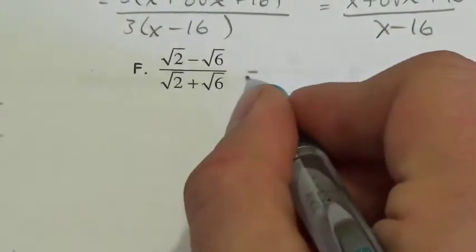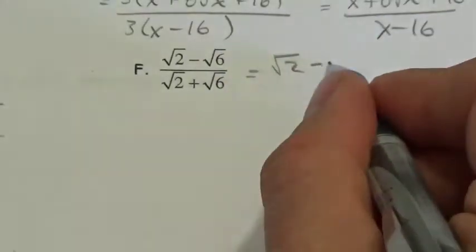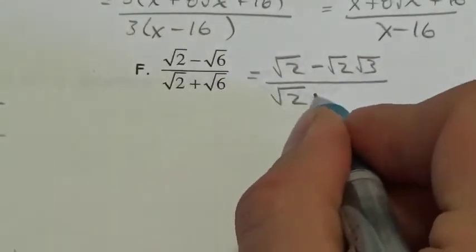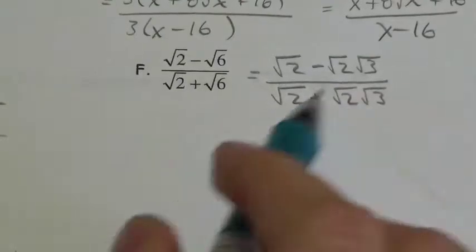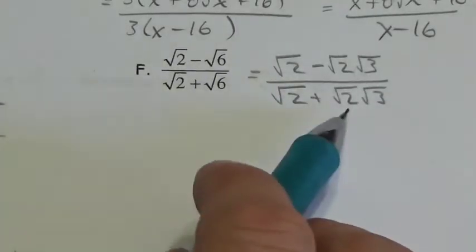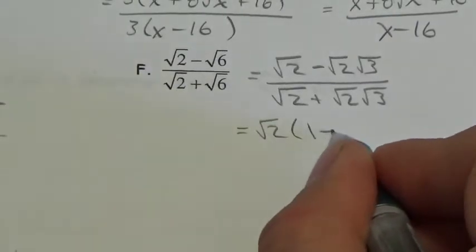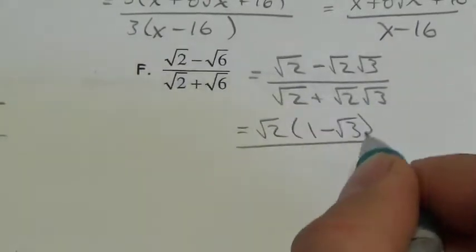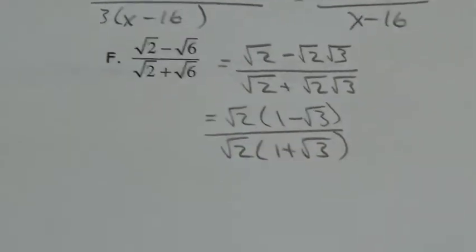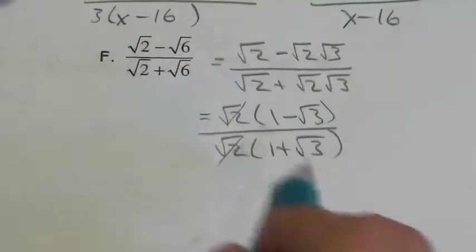Okay? So this would be the same as root 2 minus, now 6 is the same as 2 times 3, so this really could be broken down into root 2 times root 3. Down here, this is root 2 plus root 2 times root 3. So the reason I do it like this is because there is a common root 2 to all of those terms there. I can take a root 2 out of the numerator and it would be 1 minus root 3. I can take a root 2 out of the denominator, which would give me root 2 times 1 plus root 3. And then root 2 divided by root 2 is just 1. And so this question simplifies down to this.